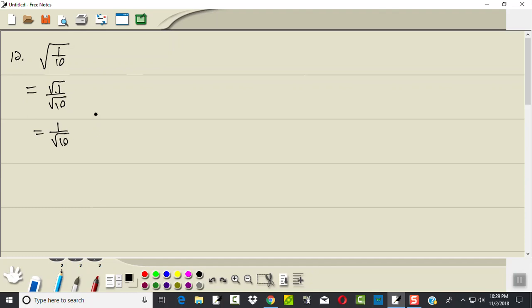Now this creates a separate issue because we can't have a square root in the denominator. But we have a property that says you can multiply top and bottom by this square root of 10. And this is what you'll always do if you have a square root in your denominator. You multiply top and bottom by that square root. 1 times square root of 10 is square root of 10. And square root of 10 times square root of 10 gives us 10. And that would be your answer.